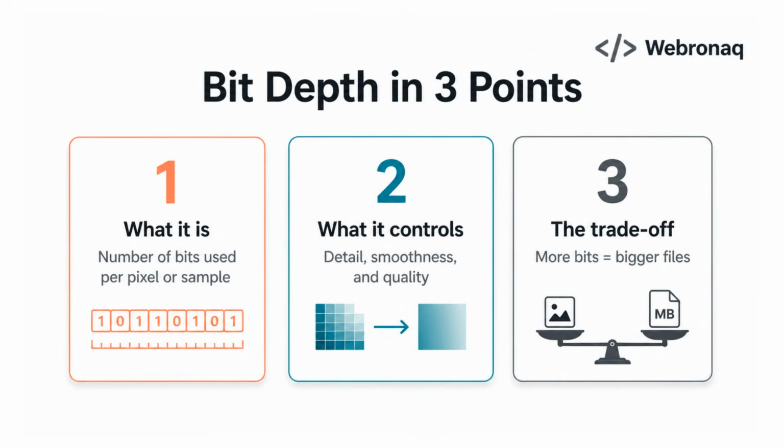All right, let's wrap this up in 3 simple points. 1. Bit depth is just the number of bits used to represent each pixel in an image or each sample in audio. 2. It directly controls how much detail and smoothness you get, whether it's the colors in a photo or the clarity in a sound. And 3. More bits give you better quality, but they also make your files heavier.